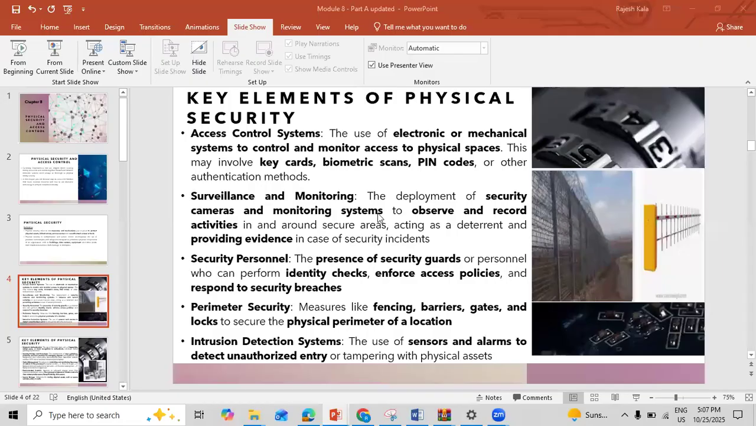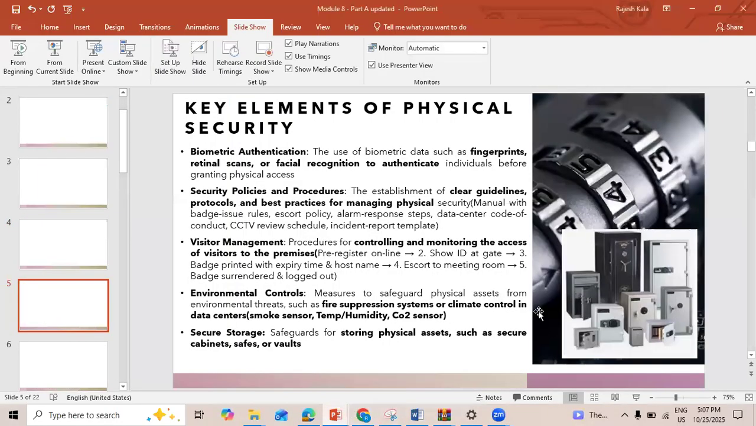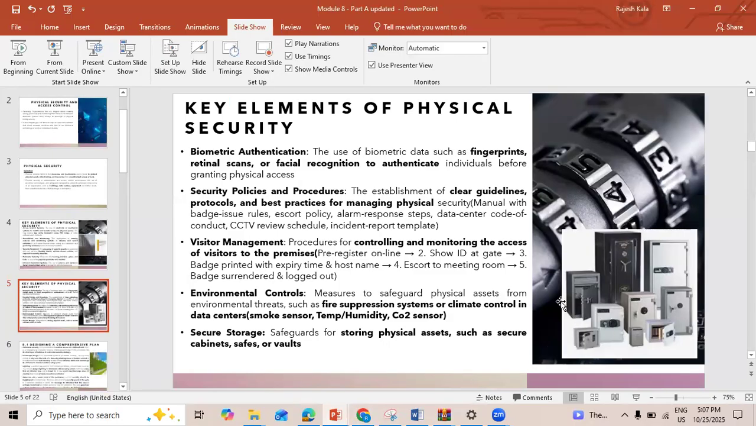Okay. So see here, this is a different type of storage device. See, cabinets, safes. You can keep your items, money or any item, safely here. All are this type of storage devices.